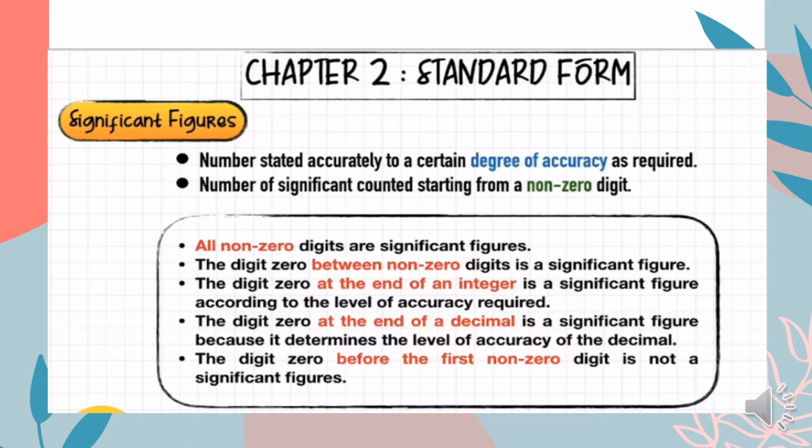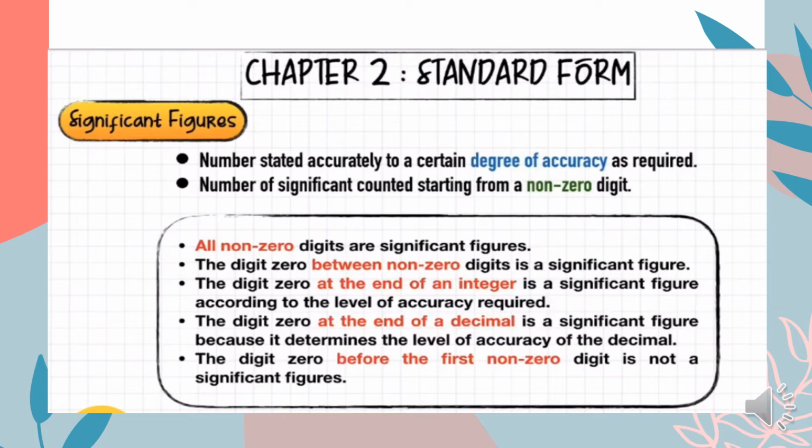Okay, so for this one, standard form, we are going to learn significant figures. What is significant figures? So significant figures is actually the number stated accurately to a certain degree of accuracy as required. Number of significant figures is counted starting from a non-zero digit. I know some of you might not really understand, but we shall say that it is kind of a part of estimation. So instead of saying 2311, you can say 2300 or anything close to it. Make sure that it is counted starting from a non-zero digit.